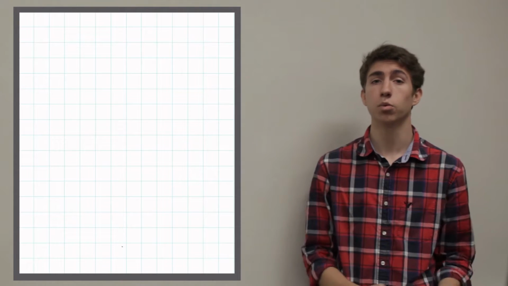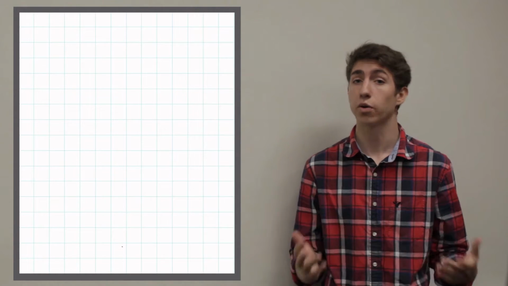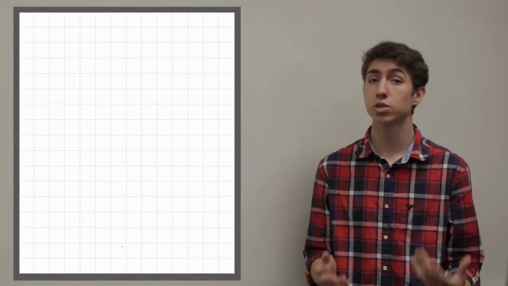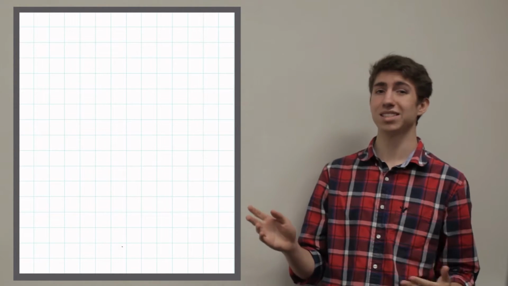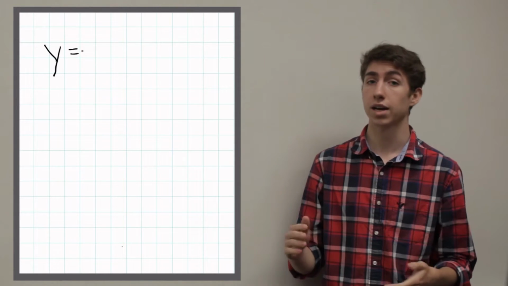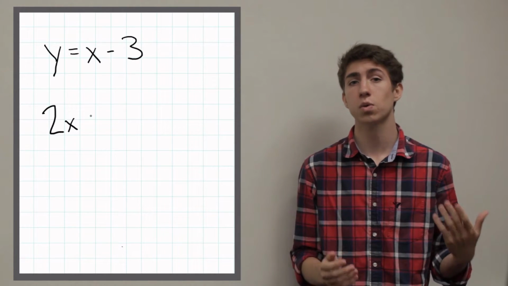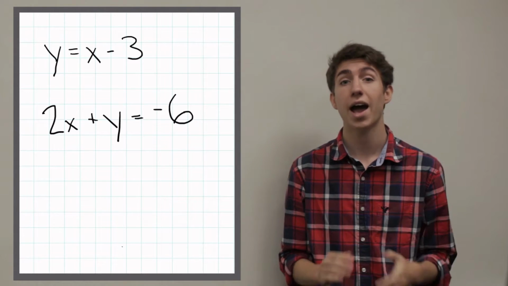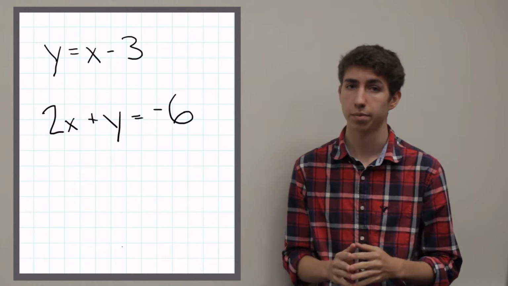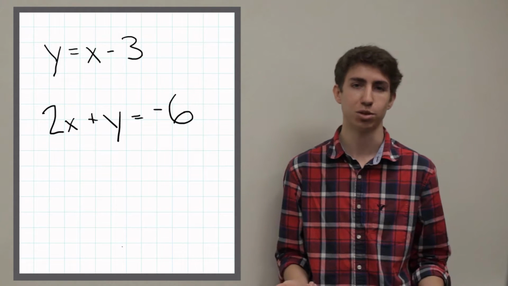We've already seen that one way to solve a system of equations is by graphing. Sometimes, though, the substitution method is a much faster way to solve those same systems. Let's start with this system of equations: y equals x minus 3 and 2x plus y equals negative 6. Graphing these equations wouldn't be that difficult to do. However, it may take a lot more time. Instead, we'll use the substitution method.